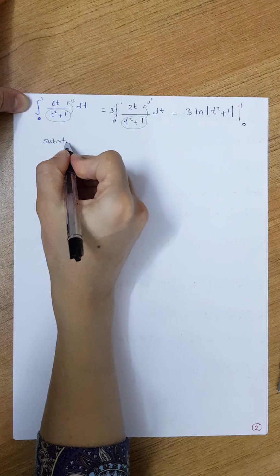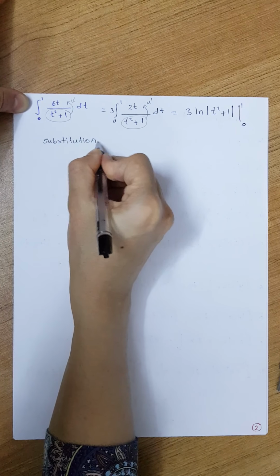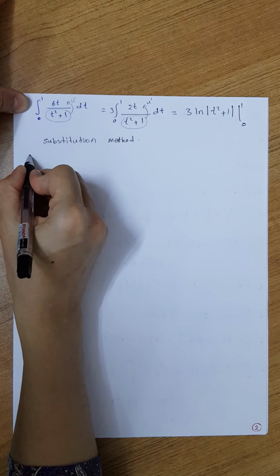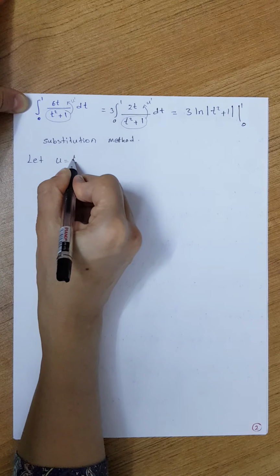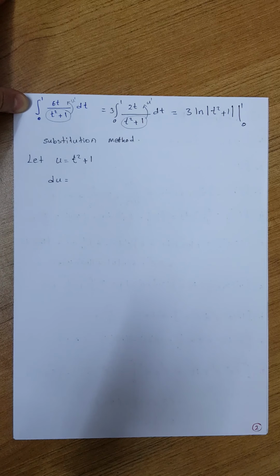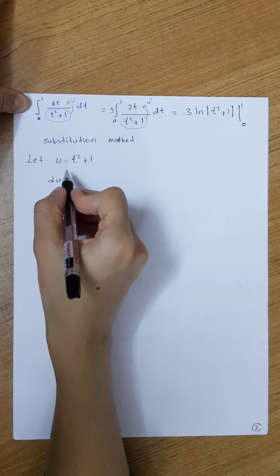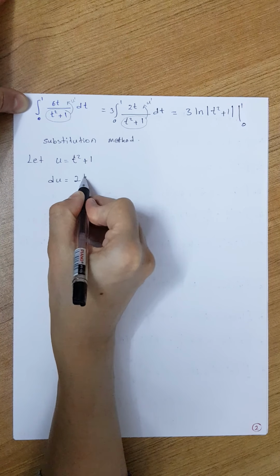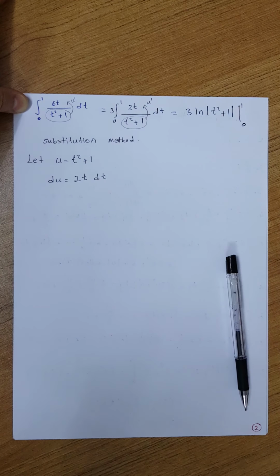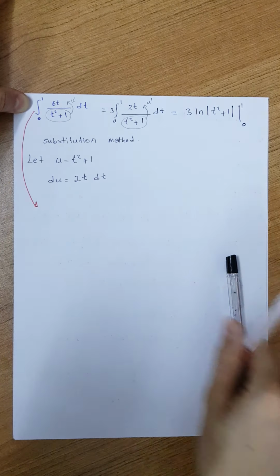But let's also do it by substitution method. Since we've got this one, we are considering u to be t squared plus 1. We said when we have got substitution method, the thing that we directly have to do after choosing the substitution variable, we have to find the derivative of it, and the derivative is equal to 2t dt. After this one, what do we have to do? We have to change the integration from variable t to variable u.